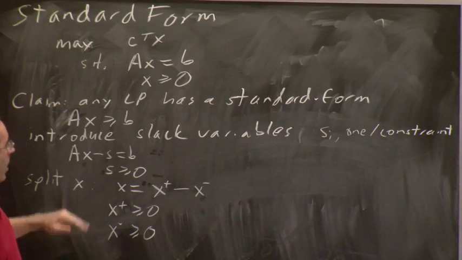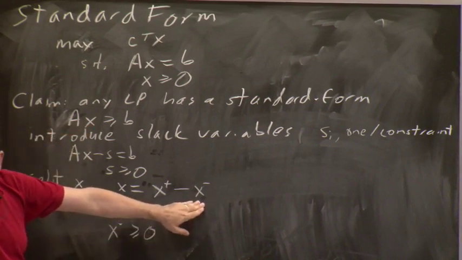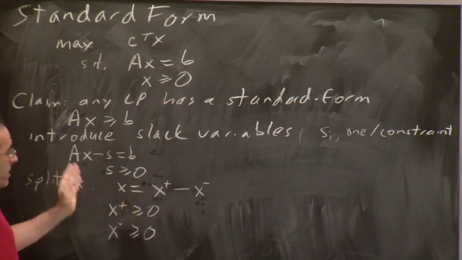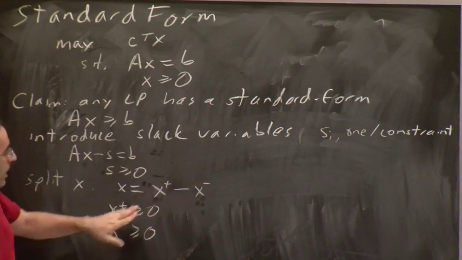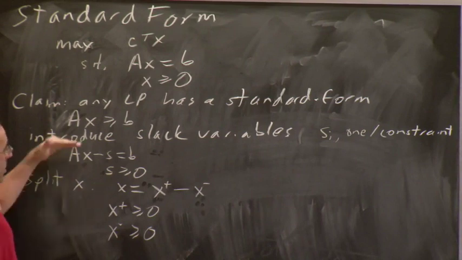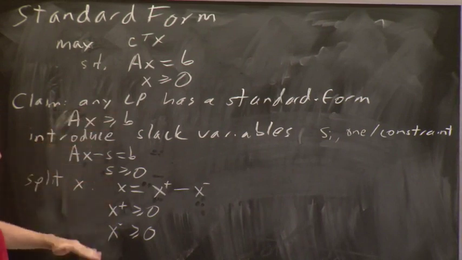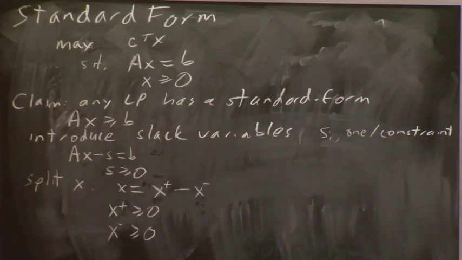Okay, so now any x that wants to be negative will set a positive value on x minus and set x plus equal to 0. Any variable that wants to be positive will set a positive value on x plus and nothing on x minus. But each of these parts will therefore be positive. So these two steps of slack variables and splitting variables allow me to transform the canonical form into the standard form.